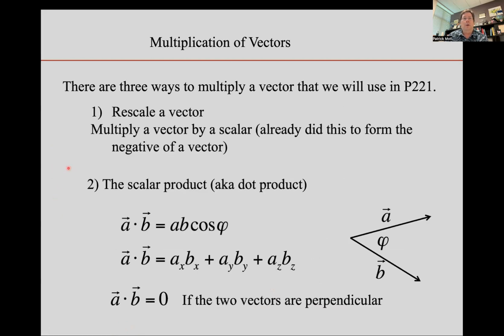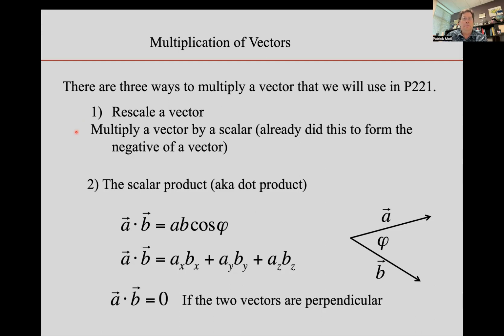All right, so the first one is rescaling a vector. We've actually done that already. We didn't highlight it at the time. We didn't make it like a big whoop-de-doo deal. But if I take some vector and I multiply it by a scalar, then you've rescaled the vector. And this is how we made the vector minus A out of the vector A. That was multiplying by the scalar minus 1.